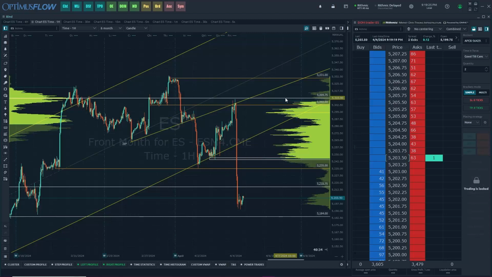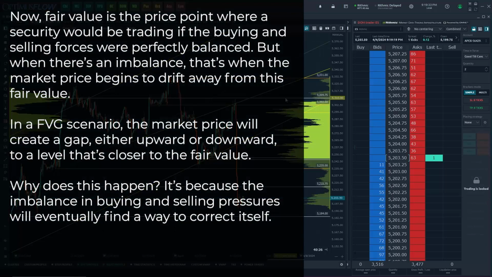So what does fair value even mean? To really get how fair value gaps form, it helps to understand the idea of fair value. Now, fair value is the price point where a security would be trading if the buying and selling forces were perfectly balanced. When there's an imbalance, that's when the market price begins to drift away from this fair value. In a fair value gap scenario, the market price will create a gap, either upward or downward, to a level that's closer to fair value.